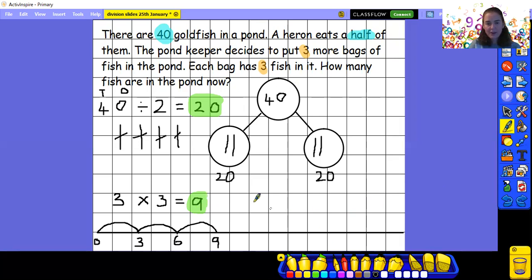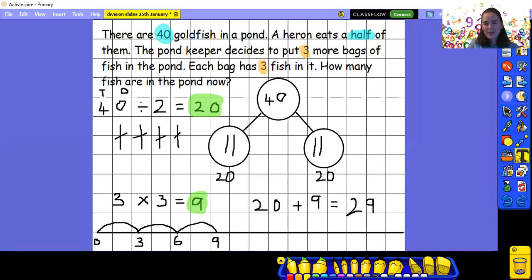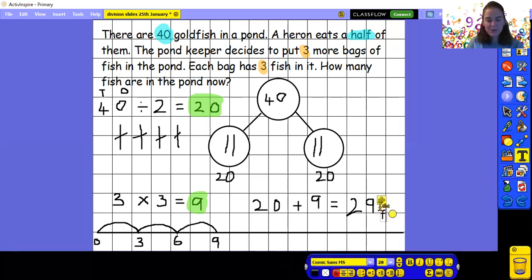So we need to write 20 add 9 equals. So what is 20 add 9? Put 20 in your head and count on 9. So let's do it. 20, 21, 22, 23, 24, 25, 26, 27, 28, 29. So he's got 29. Oh, very, very strange 2 there, Mrs. Gold. 29 what? 29 fish. Well done. So I'm going to type in fish. I think my handwriting is too wobbly today. 29 fish in the pond.